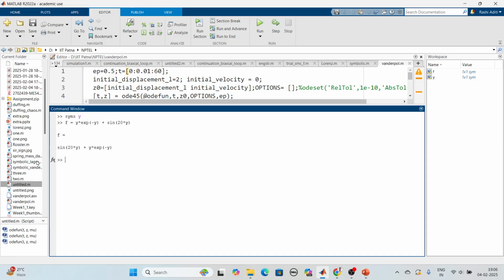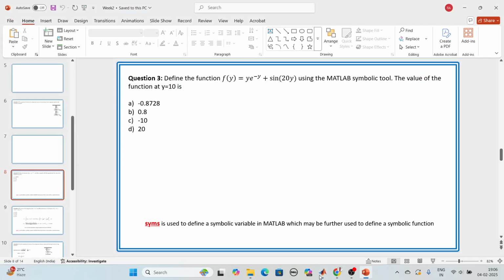See, it has already defined my equation here, and it has also defined it over the workspace. Okay, this is my function. So now I know how to define a function in MATLAB using the symbolic variable. Okay, now comes the other part of the question, which says the value of this function at y equals 10. So I have to evaluate the value.